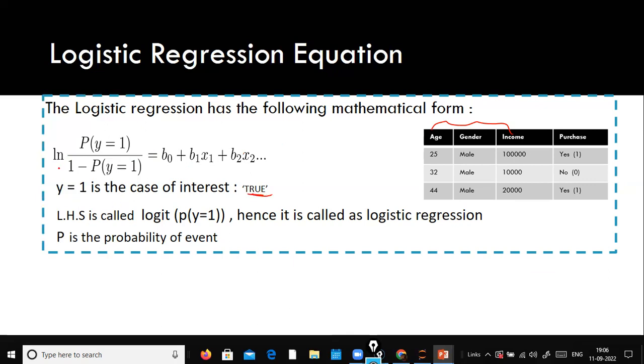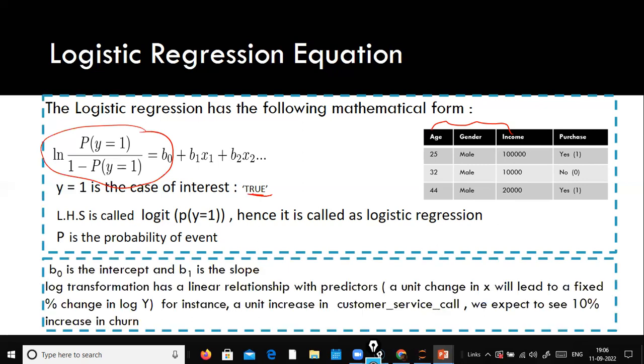The left-hand side is called logit. This is your logit, or logistic. Since we are taking the natural log on the left side, hence it is called logit, and it is called logistic regression. Here P is the probability of an event, and beta naught is the intercept. The right side is similar to your linear regression, but to estimate beta 1, beta 2, and beta 3, it uses MLE, not OLS, ordinary least squares.